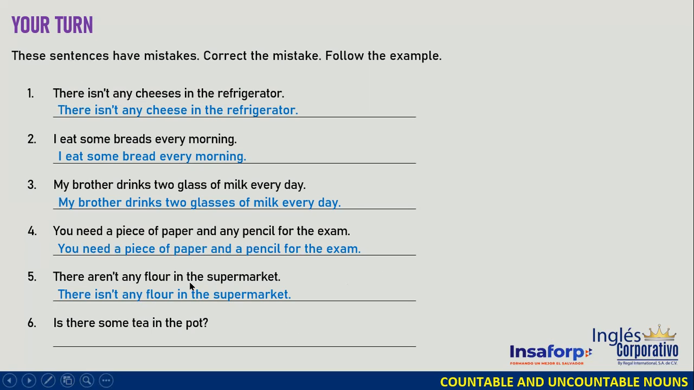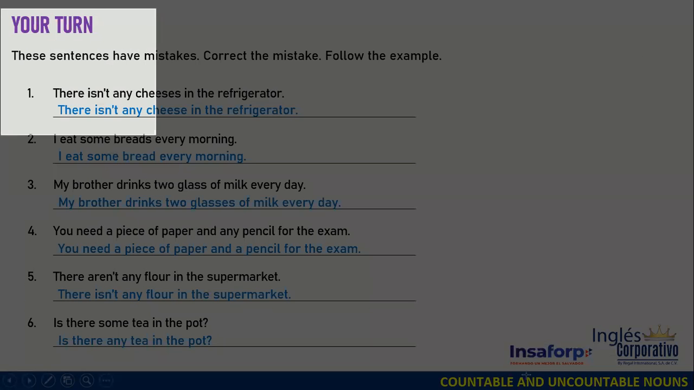Cuando nosotros trabajamos los incontables, se trabajan de una forma singular, ¿verdad? There isn't any flour in the supermarket. Very good. En number six, is there some tea in the pot? What is the mistake? Some. Or any. Muy bien. Any. We use any. Is there any tea in the pot? Because it's a question. Over here, like the same. Aquí es negativa, pero eso no podía quitar any, ¿verdad? Very good. Questions, guys? ¿Preguntas?